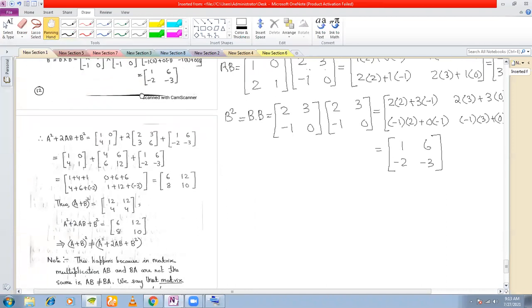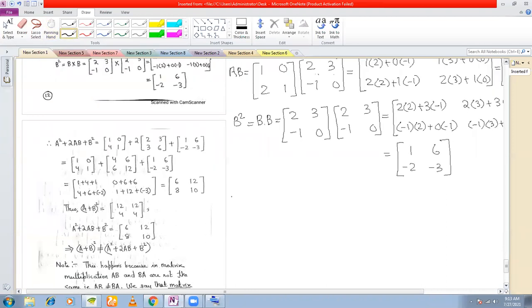So therefore, what was left hand side? Left hand side was A plus B whole square. How much had we found?